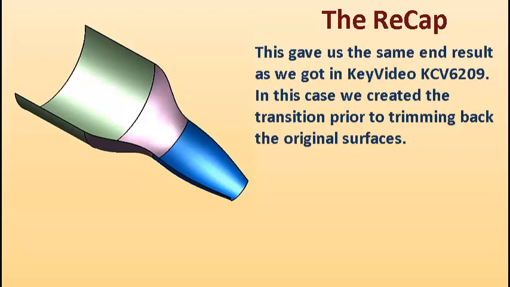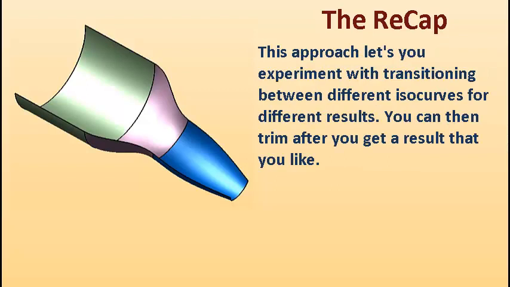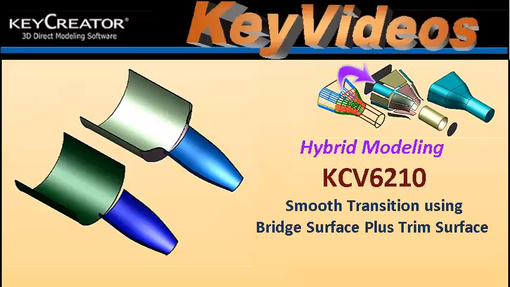KCV6209. In this case, we created the transition first. This approach allows you to experiment with different transitions prior to trimming your parent surfaces.